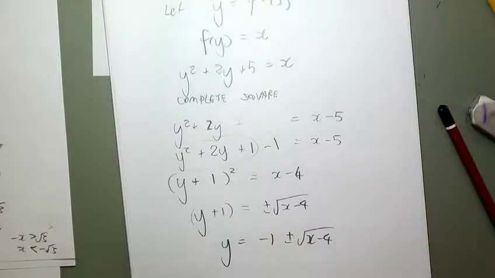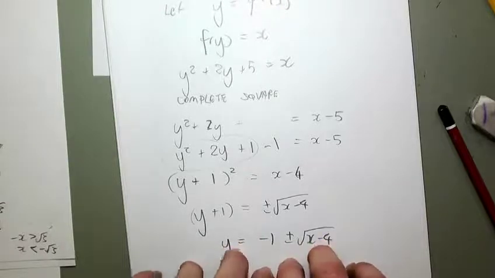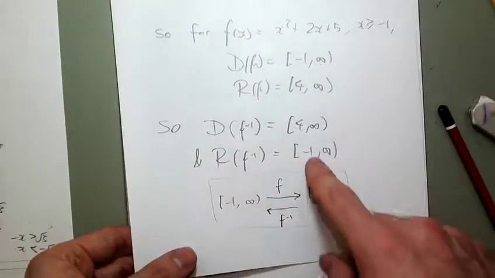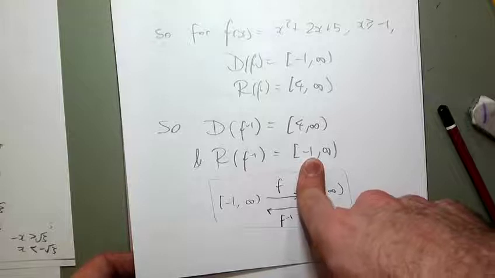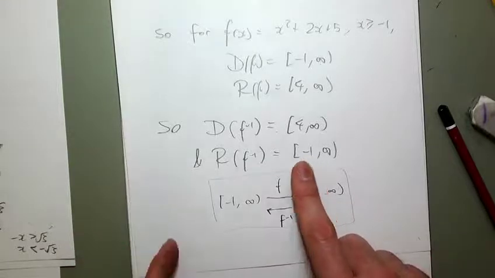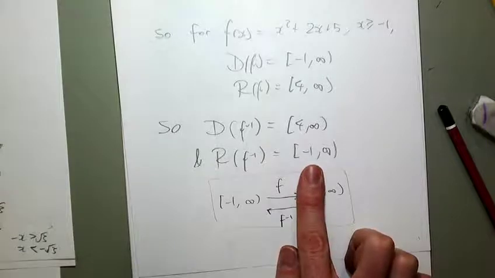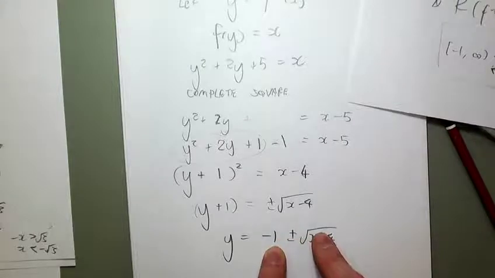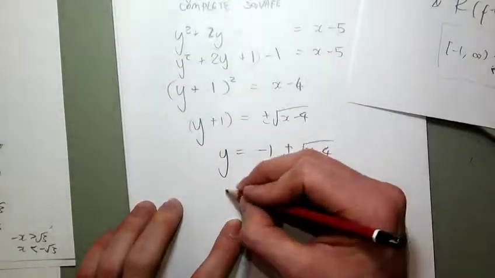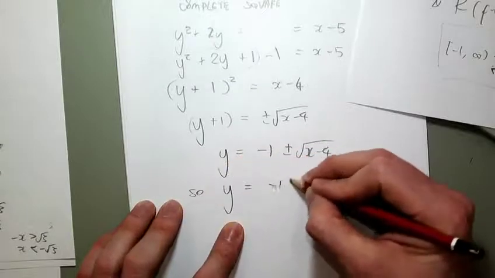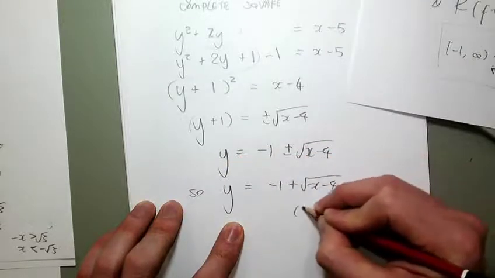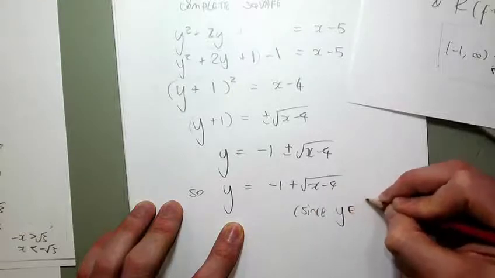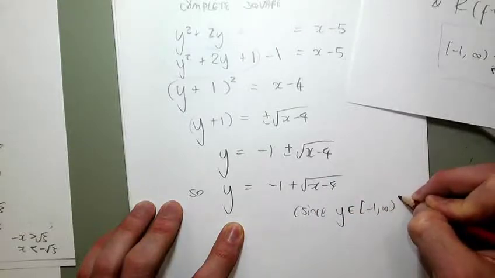Okay, so this y is in the range of the inverse, and so therefore it's supposed to be in this set here, because y was f inverse of x. So it's in the range of the inverse, and the inverse goes from minus 1 up. So I have to choose the plus, so it goes from minus 1 plus a bit, so that it goes upwards. So since y is in the range which is from minus 1 to infinity.